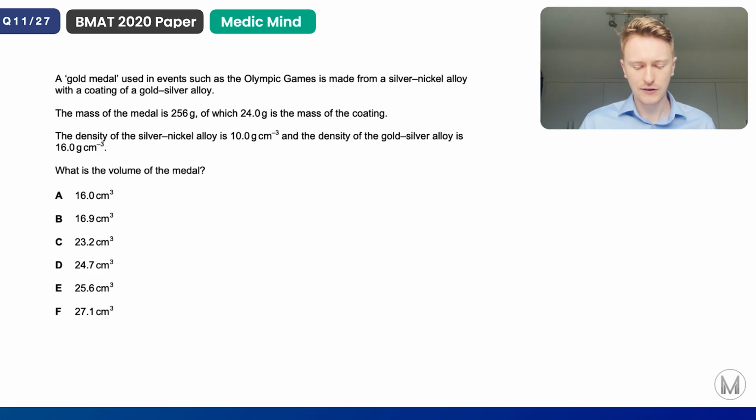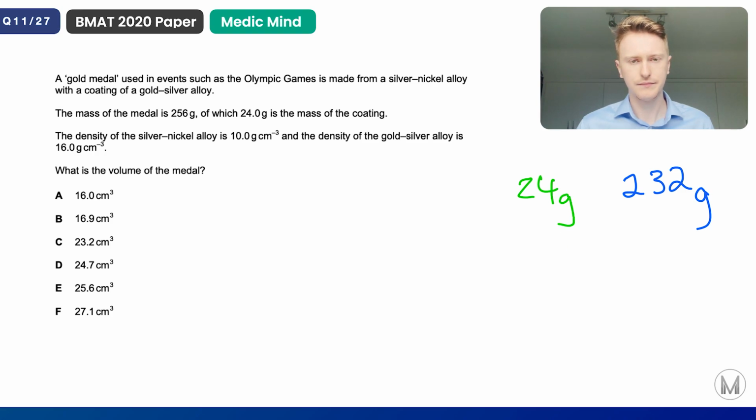The first thing to do is to split up the 256 into its constituent parts, that is the metal and its coating. We can see that the coating weighs 24, and therefore, by definition, the 256 minus 24 will give us 232. And these are both in grams. Once we've got the weight of different things, we can then start to bring in the density. We know that the silver-nickel alloy used to make the actual medal is 10 grams per centimetre cubed. So we can do this 232 and divide it by 10. And that gives us a nice answer of 23.2 centimetres cubed.